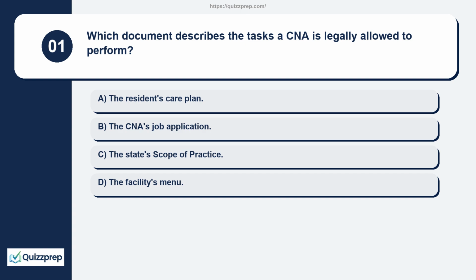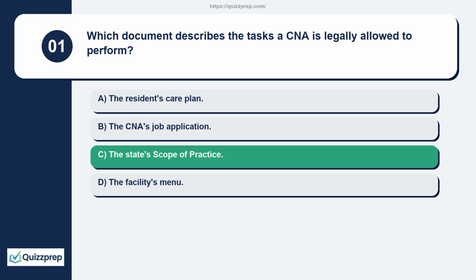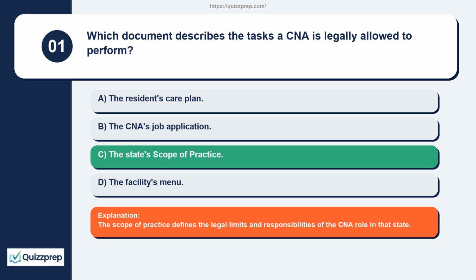Question 1. Which document describes the tasks a CNA is legally allowed to perform? The Resident's Care Plan, the CNA's job application, the state's scope of practice, the facility's menu. The scope of practice defines the legal limits and responsibilities of the CNA role in that state.